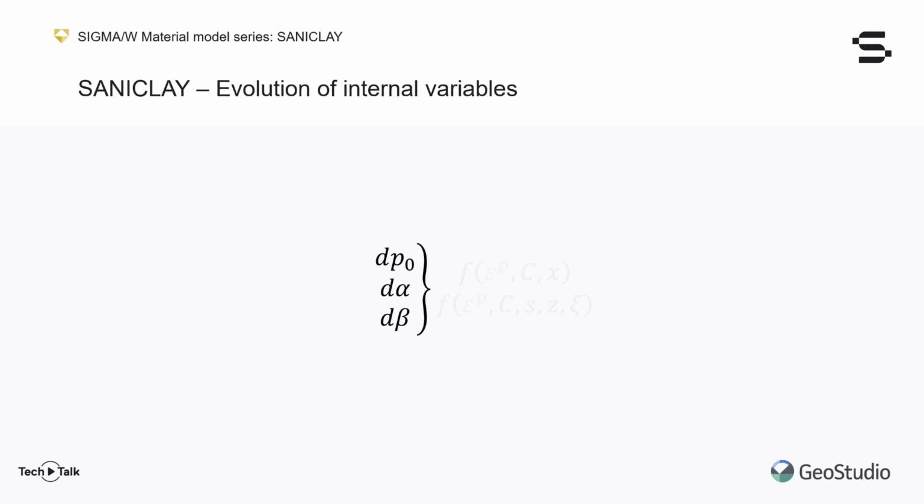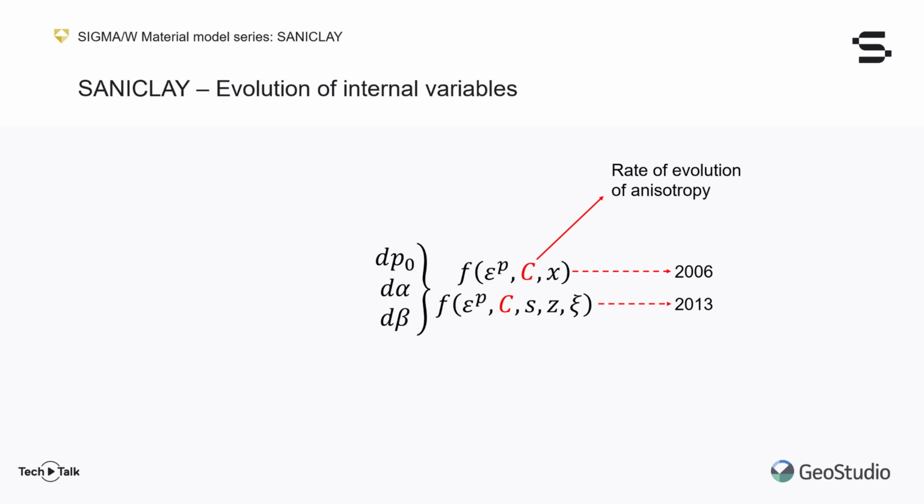I mentioned at the beginning of the webinar that there are two SANICLAY models available in Sigma W. The major differences between both models are related to how the internal variables evolve within the model. In both cases, plastic strains are the main driver for hardening. Both models use the same isotropic hardening rule. Both models even share the same parameter C to specify the rate of evolution of anisotropy when rotational hardening occurs.